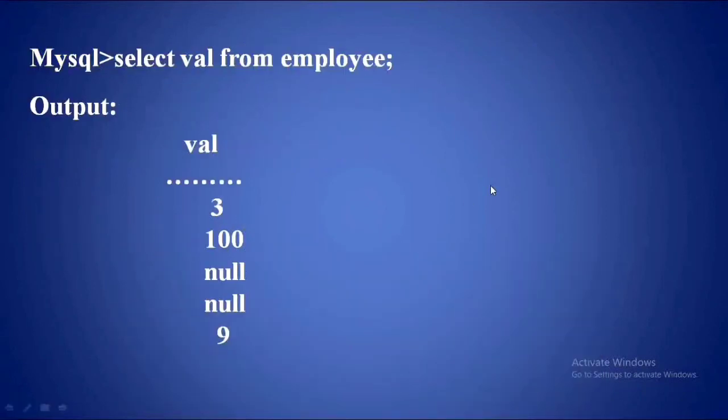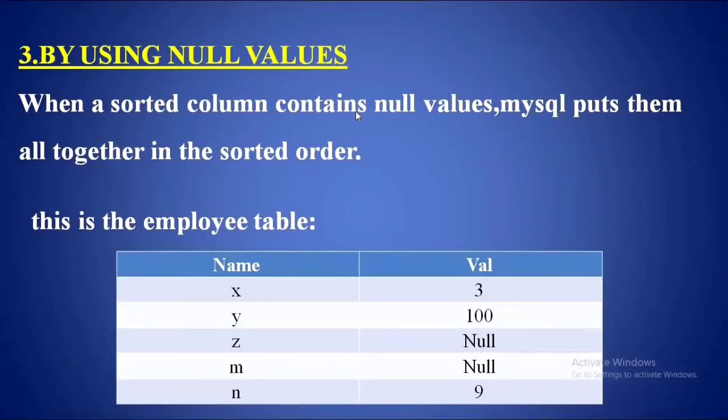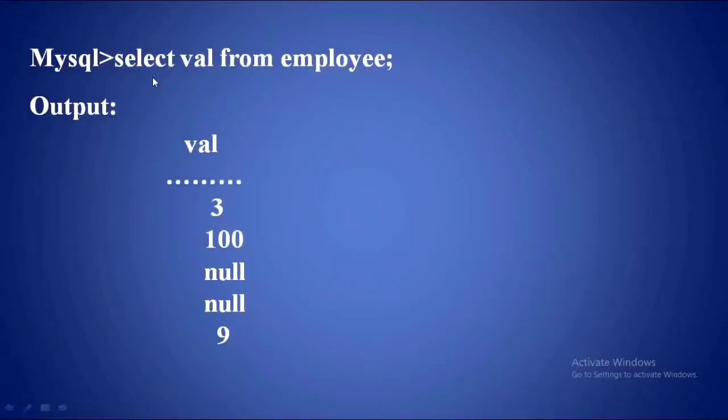Next. First, select value from employee. This command is used to display the values from the employee table. There are two fields in this table, name and value. I am displaying one field. Only the value field is displayed. The command is select value from employee. Okay. 300, null, 9. Only one field is displayed.